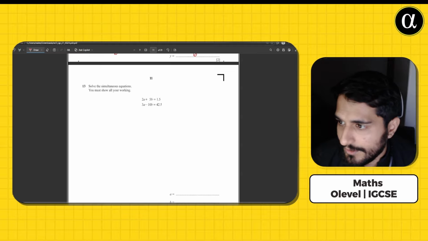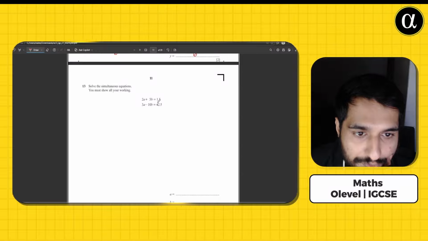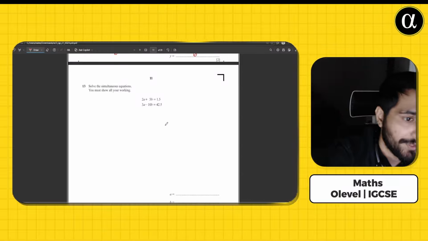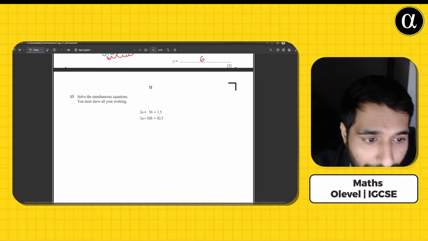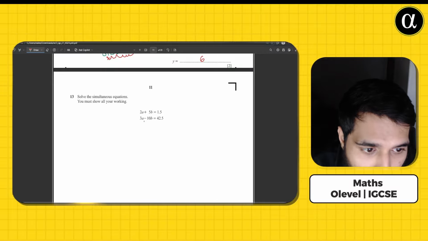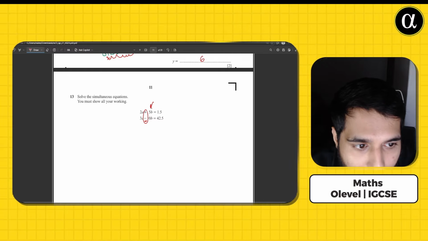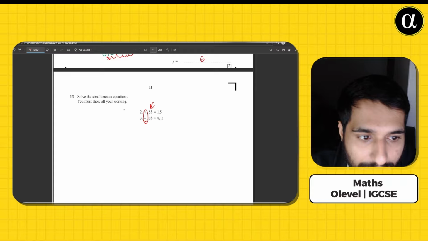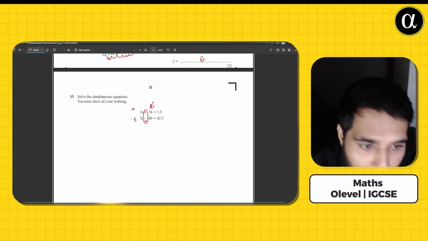Question number 13 says that we need to solve the simultaneous equations and show all of our workings. Now, I prefer the elimination method for such cases. As we know that the signs are opposite over here, we'll try to eliminate b. So when we try to eliminate b, we need to multiply this whole thing with 10, and this whole thing with 5.